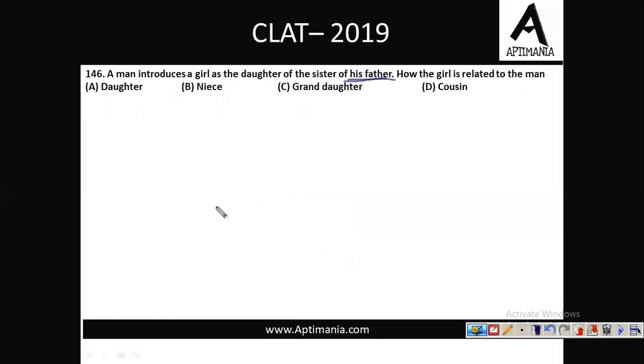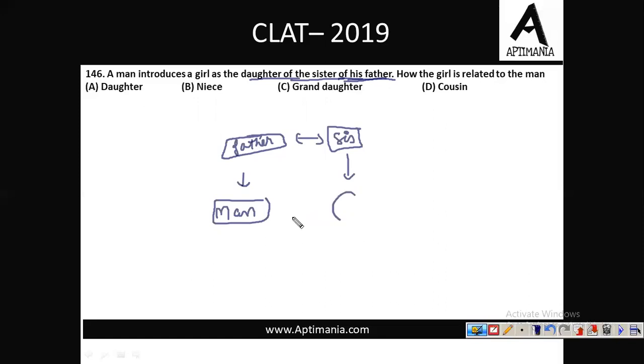So his father. So we are talking about man and then his father. So this person is man's father. Then of the sister of his father. So we are talking about sister of this father. यहाँ पे इनकी father की sister आ चुकी हैं. And daughter. So इनकी daughter होंगी यहाँ पे. और ये वो girl हैं जिनकी वो बात कर रहे थे.